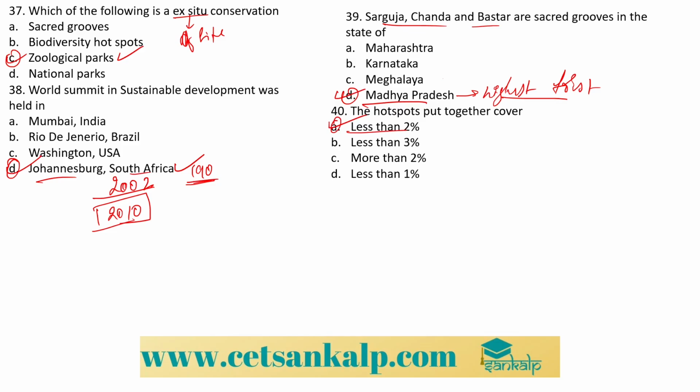So this is mainly about biodiversity and conservation. Through the questions, we have tried to discuss all the major concepts of this chapter. Again, I suggest the same thing: try to solve more and more questions, so that you can get a more complete idea about this. So this is mainly about your biodiversity and conservation. Thank you.